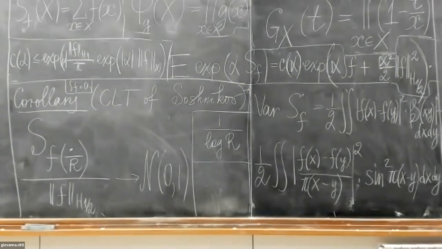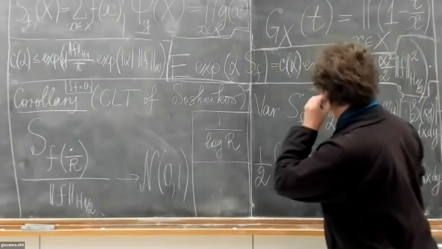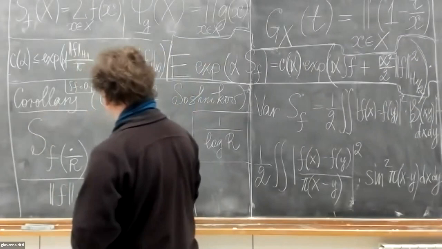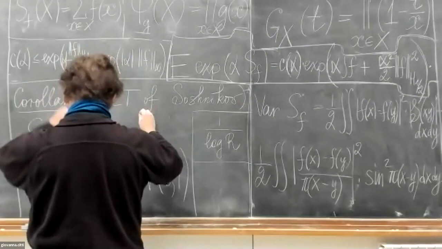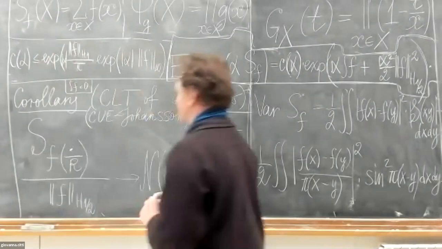Okay, so let me just say that this key formula explains the meaning of this term. Please understand this is not the surprising nature of the central limit theorem of Sosnikov. I should say that for unitary matrices, it has a direct predecessor in the work of Johansson for CUE, for unitary matrices.